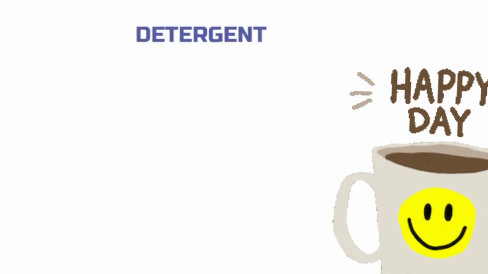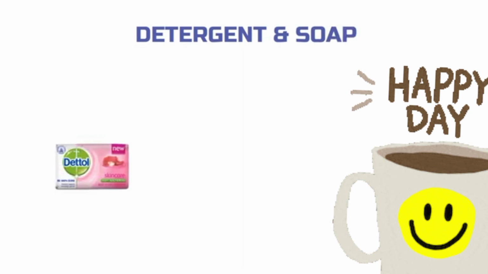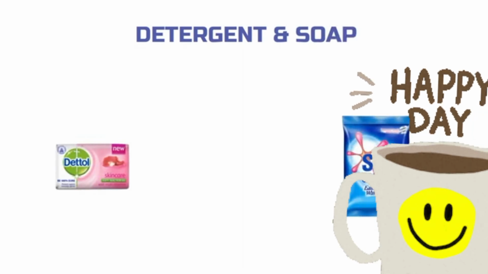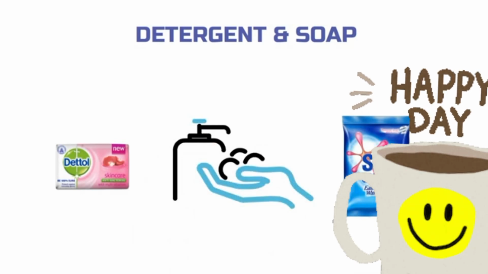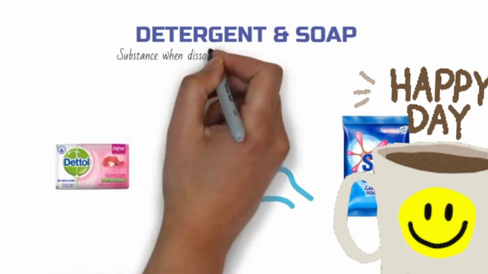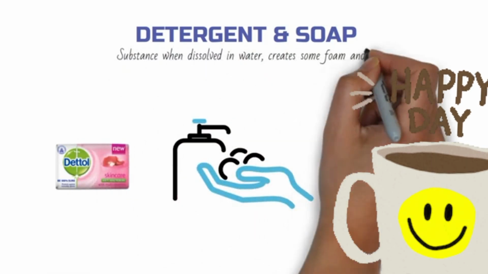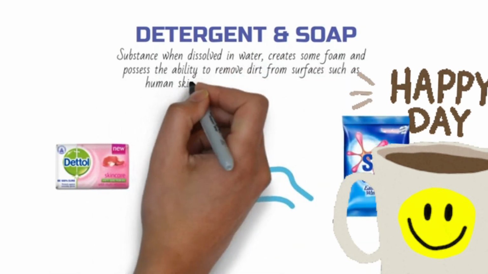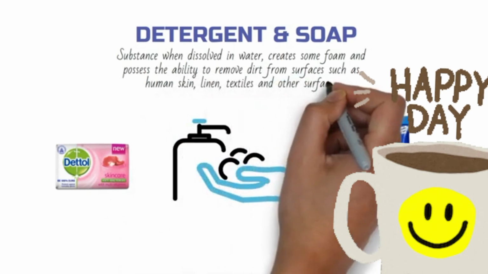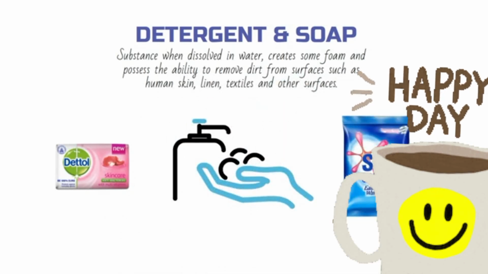Next is detergent and soap. Who doesn't know about bathing soap and washing detergent? Well, we don't go into the science of soap and detergent working. In simple terms, these are substances that, when dissolved in water, create some foam and possess the ability to remove dirt from surfaces such as human skin, linen, textile and other surfaces. If you are interested in how detergent and soap are made and how they work, comment down below. There are a variety of brands available in the market for soap and detergent.